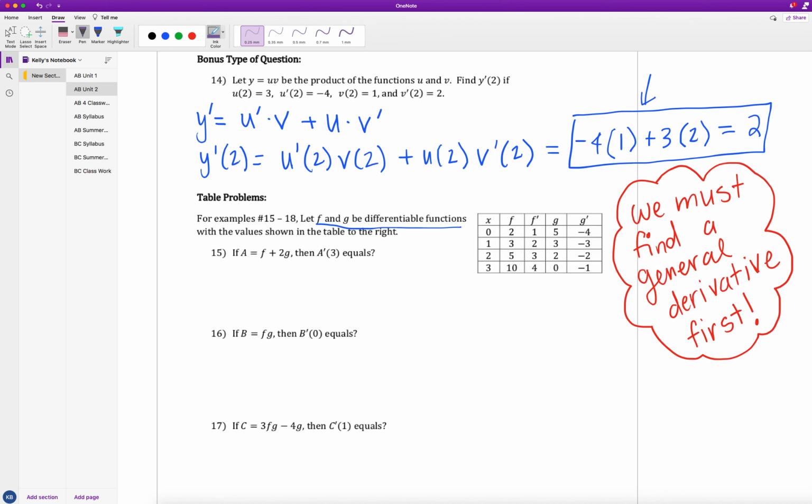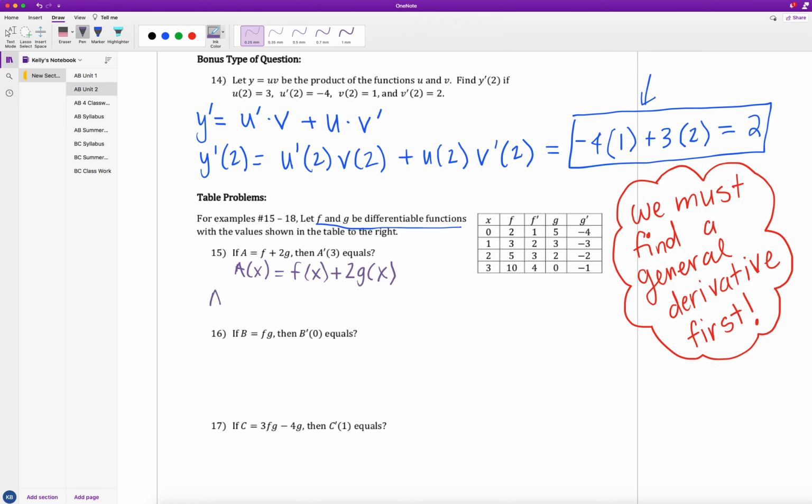So let's look at 15. In 15, it says a equals f plus 2 times g, and we want to find a prime of 3. So in general here, I can think about this as a of x equals f of x plus 2 times g of x. Sometimes I think it's helpful to have that input in there to begin with.